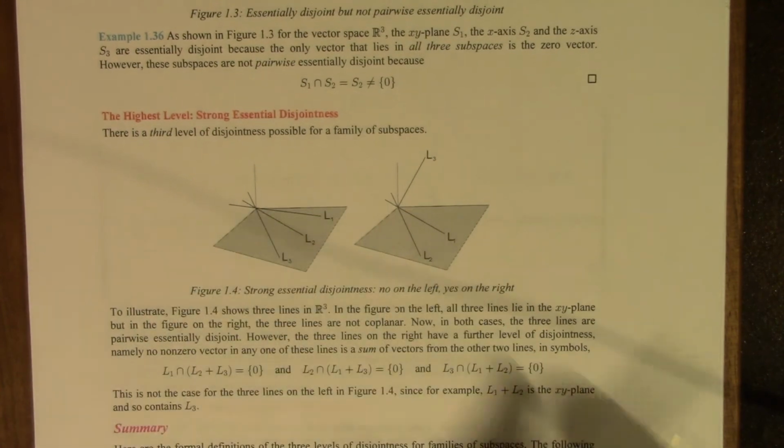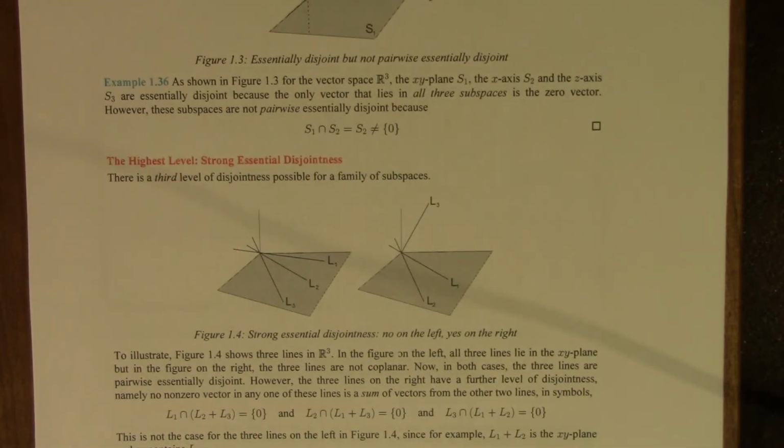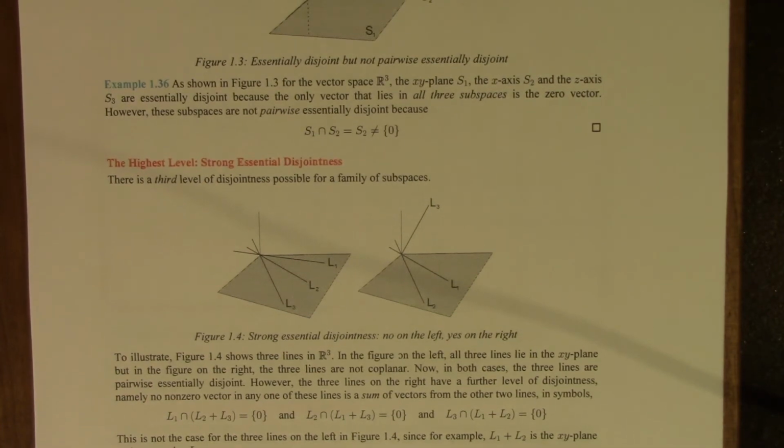Because we have an algebraic structure, what we've talked about so far, disjointness and pairwise disjointness, would apply to arbitrary sets. You would drop the word essential. But because we are dealing with an algebraic structure, there's a 3rd level of disjointness that's even stronger than pairwise essential disjointness.